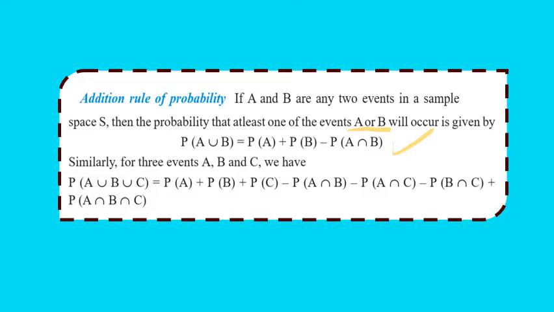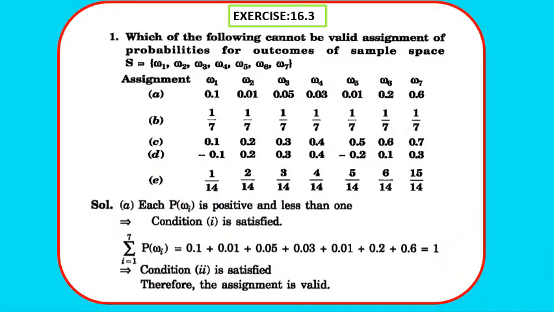Similarly, in the case of three events, we have P(A union B union C) equals P(A) plus P(B) plus P(C) minus P(A intersection B) minus P(A intersection C) minus P(B intersection C) plus P(A intersection B intersection C). Clear? So pause and note down this very important point. So keeping all these points in mind, let's start exercise 16.3.